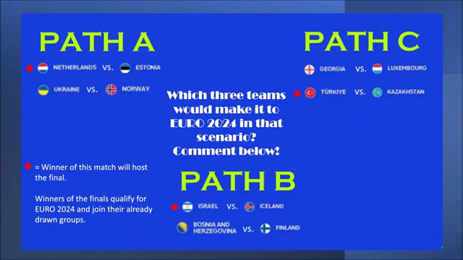Now I have a small question for you for the end of the video. What do you think? Which 3 teams from this example scenario would make it to Euro 2024? You can write your predictions in the comments. Of course, it's not actual predictions, since this scenario won't happen in real life. At least it's very unlikely. But you can comment down below, who do you think would make it to the final? My 3 picks would be Netherlands, Finland and Turkey.